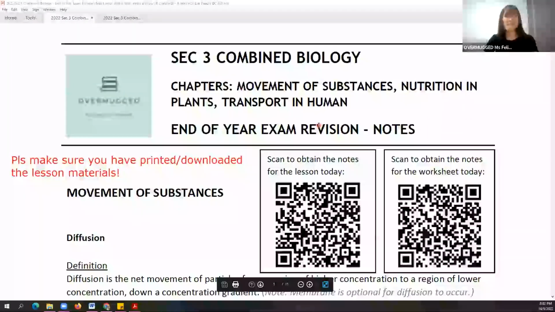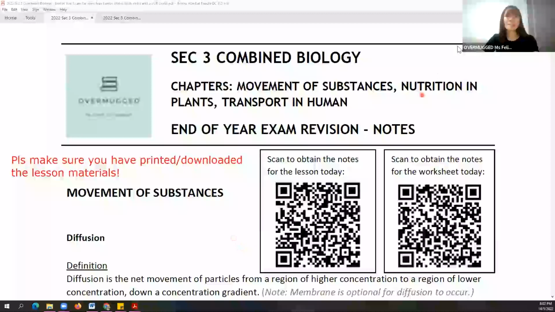So for today's lesson, since it's only 1.5 hours and we need to cover 3 topics, the lesson pace will be a little bit faster. So I hope that all of you pay close attention to me during the lesson so that we can move on quickly. Okay? I will start off with the notes first, then after we're done with the notes, we will move on to the worksheet practice questions.